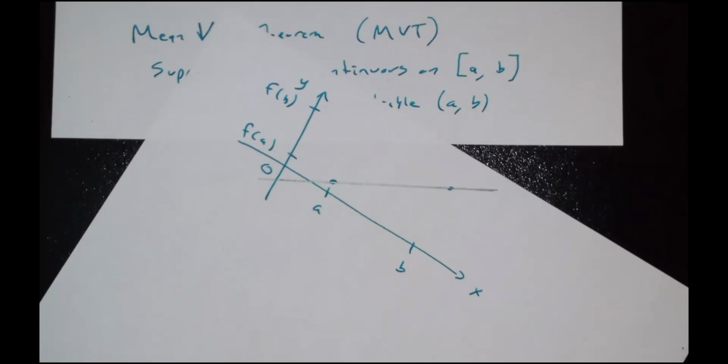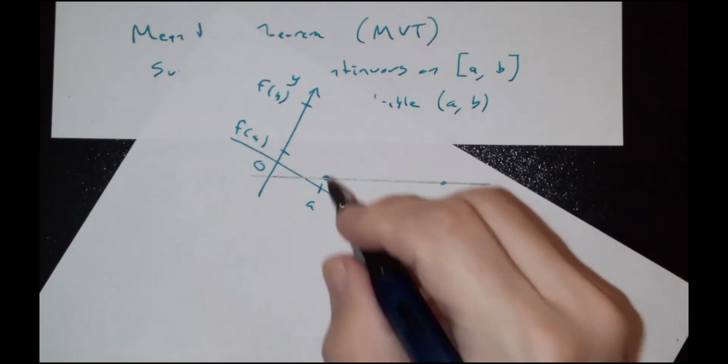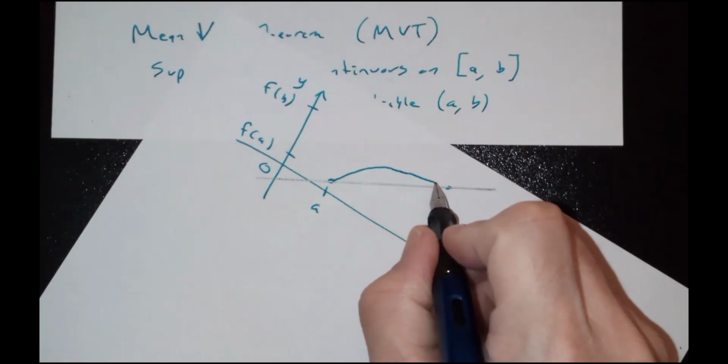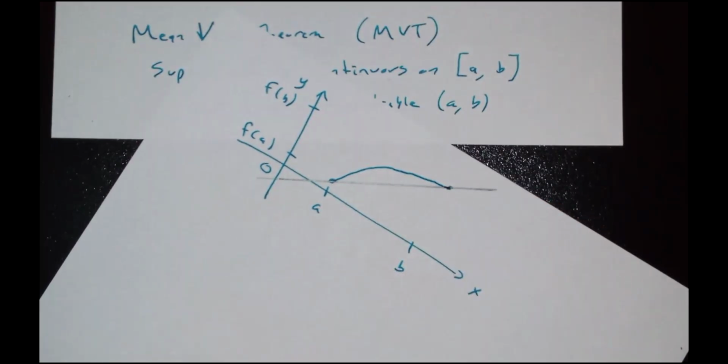So I'm going to connect these 2. Last time we went down, then up. I'm going to go up, then down. And I'm going to do it just once. Up and then down. Somewhere in here, I have a point with a quote unquote horizontal tangent line.